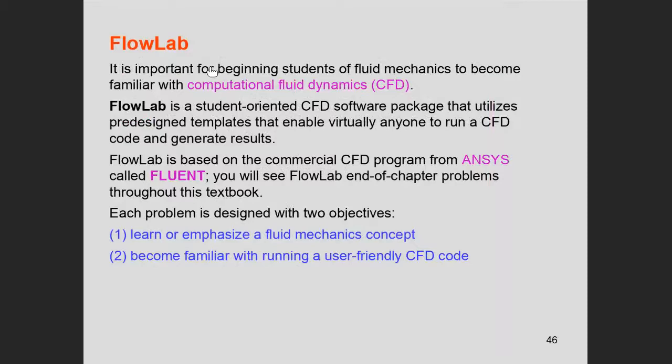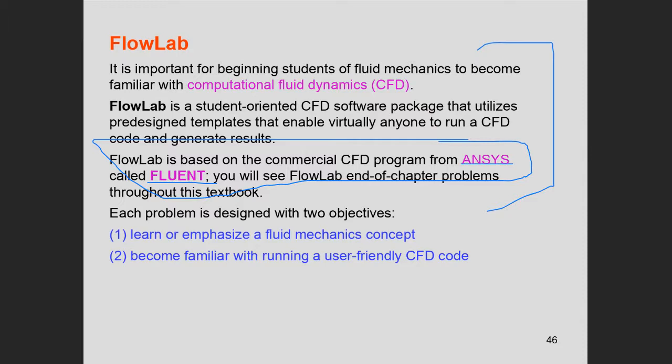We have software. We don't have FlowLab. He's just putting it as a title, but there are computational fluid dynamics codes, ANSYS and Fluent. We have both ANSYS and Fluent in our labs. These can help you solve any engineering problems, and I really encourage you to learn ANSYS.